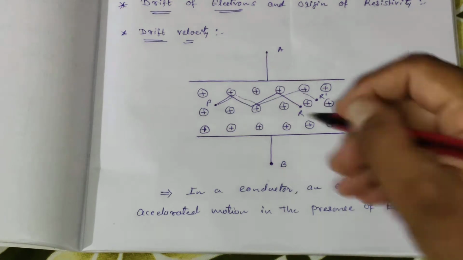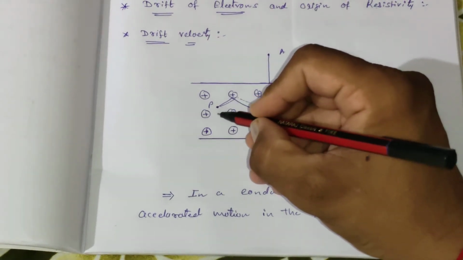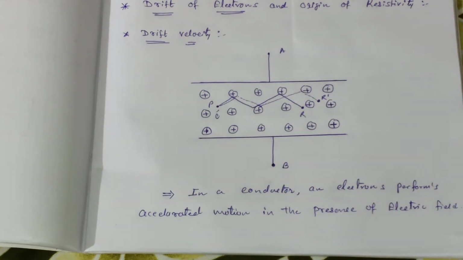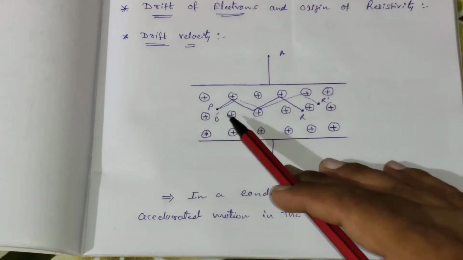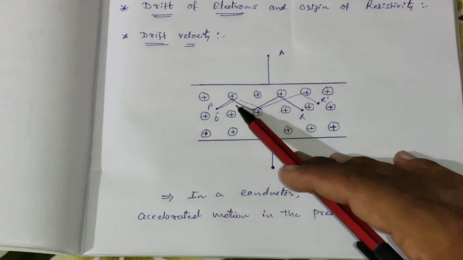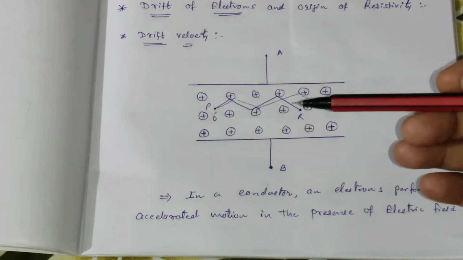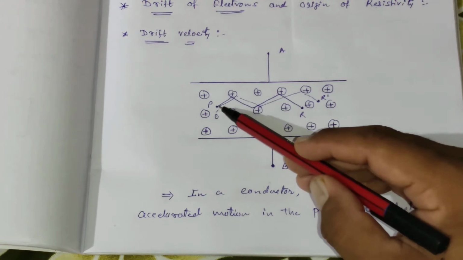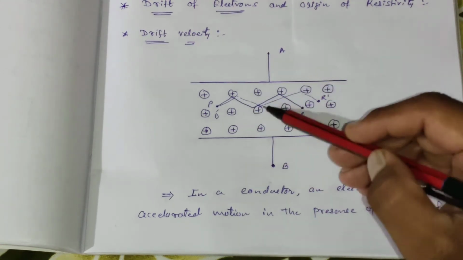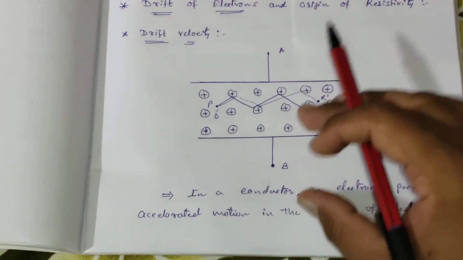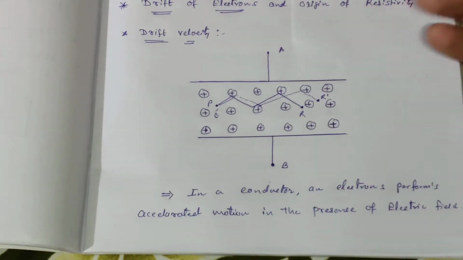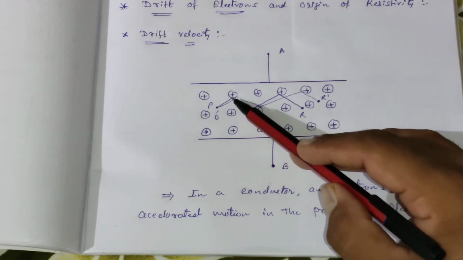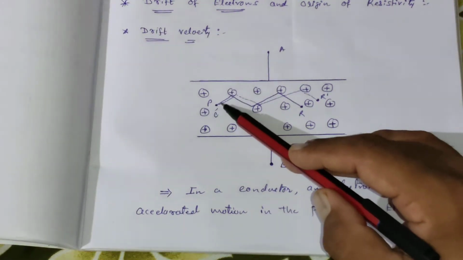Now at point P, one electron is present. Remember, at point P, one electron is present. Now consider the absence of an external electric field. This means points A and B are not attached to a battery or any external electric field. In that case, this electron moves in this direction.